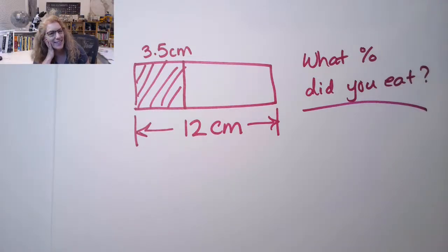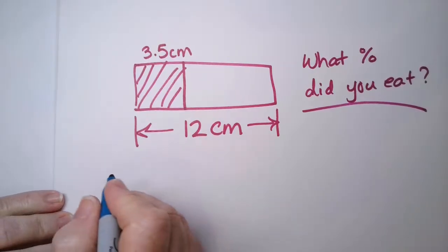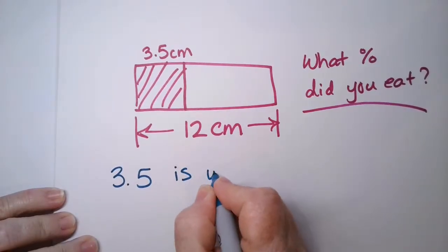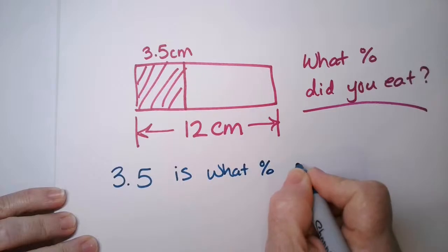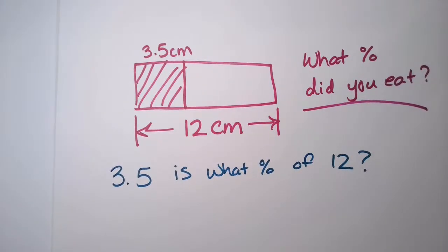Okay, so what are your ideas? What do we do? Okay, how did you set it up? Don't just tell me the answer now. How did you set it up? You could turn it into a statement. That's great. So the statement might be 3.5 is what percent of 12? That would be our statement. Does that make it a little clearer?